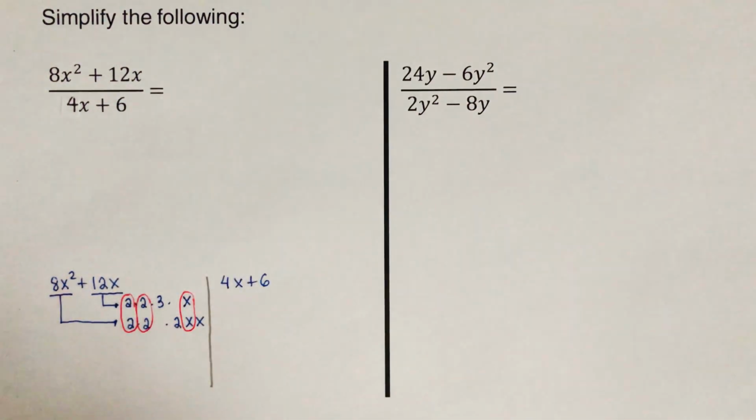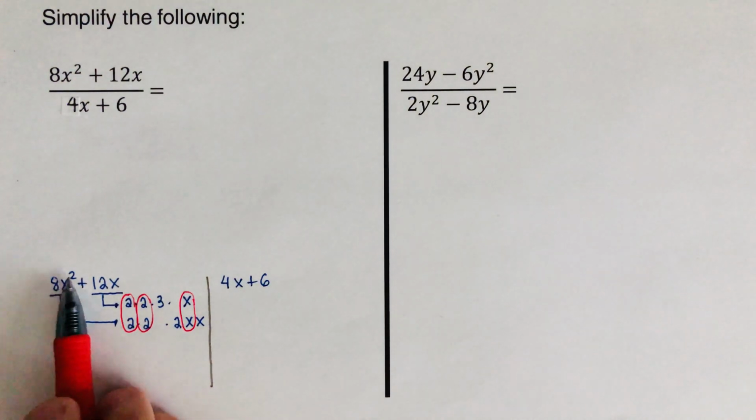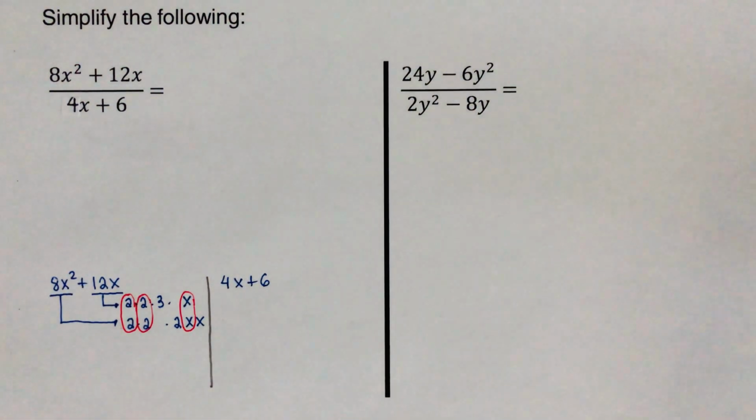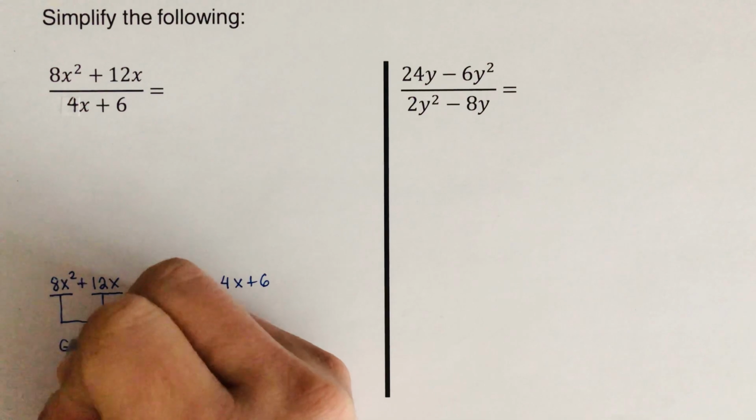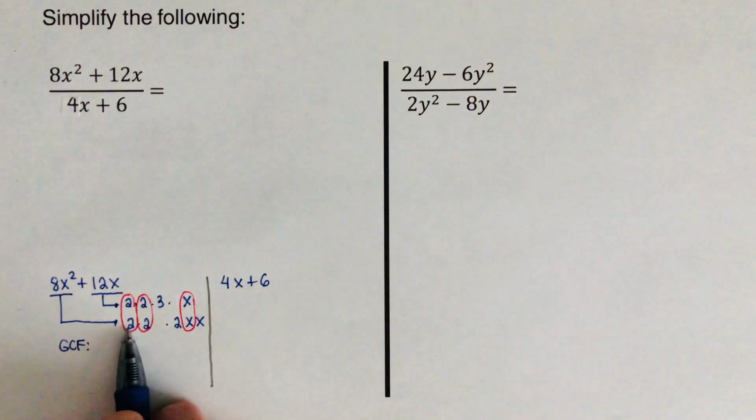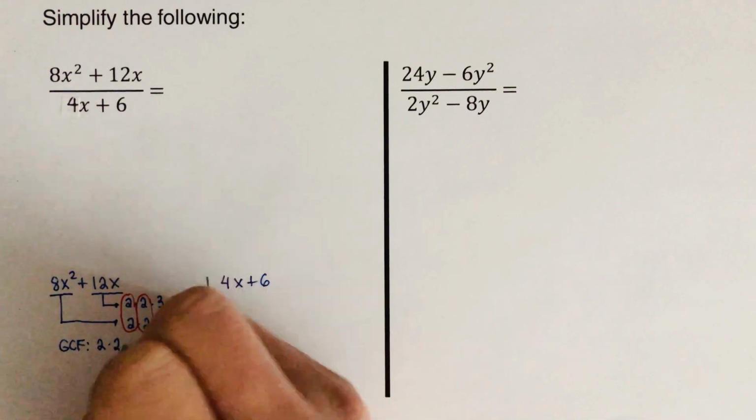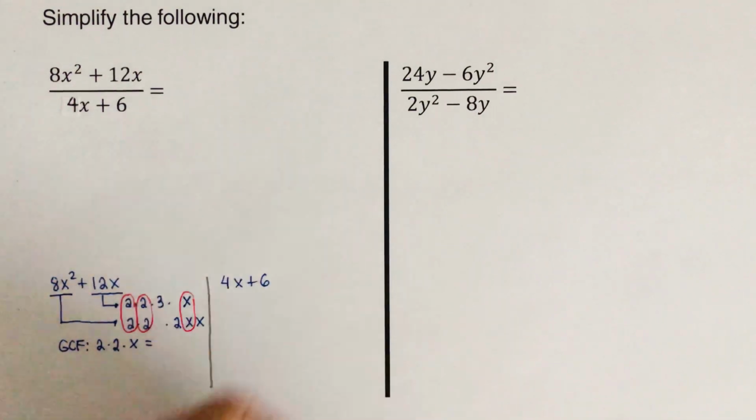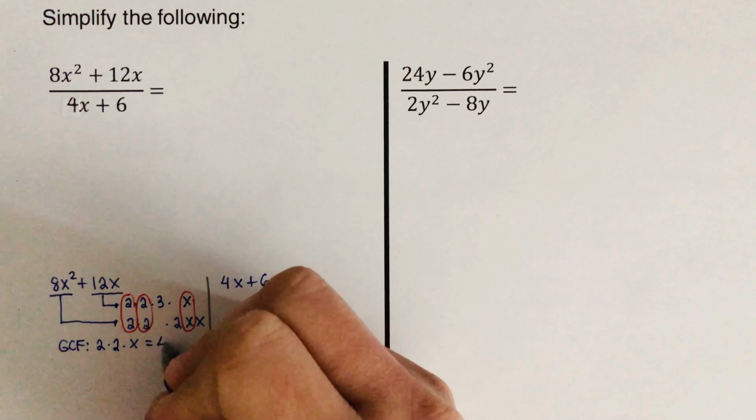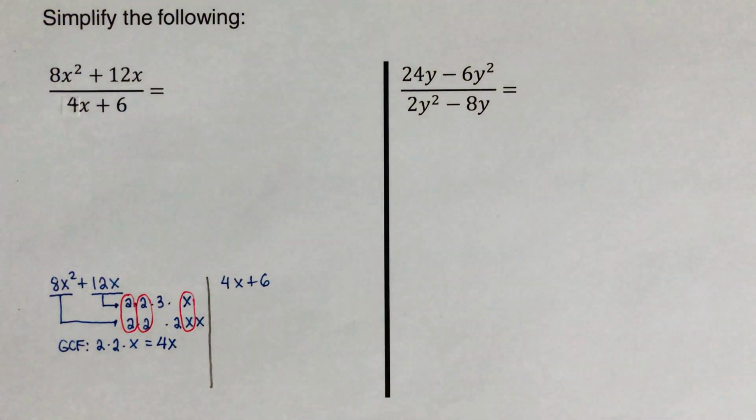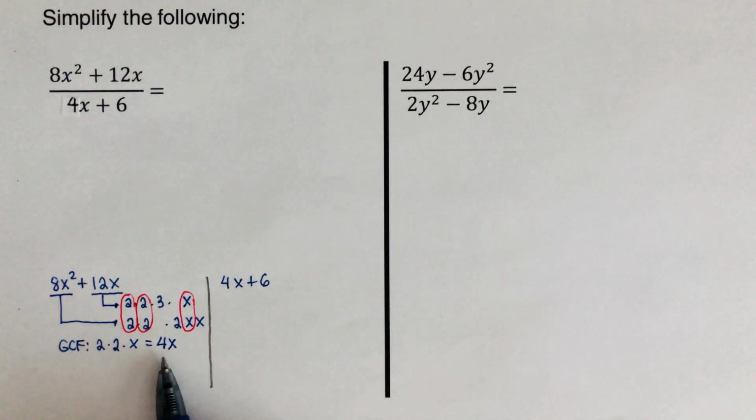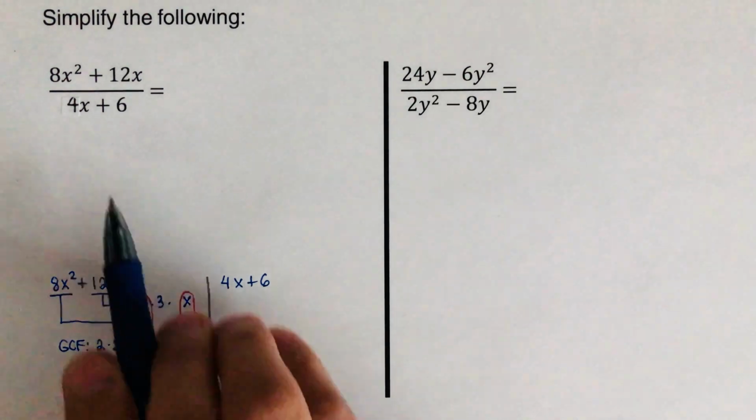So these are the common factors for 8x squared plus 12x. So the GCF here is going to be 2 times 2, and then we have another x, which is actually equal to 4x. So the GCF is 4x. Now, we use the distributive property backwards to factor this out.